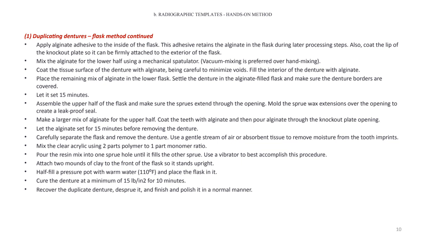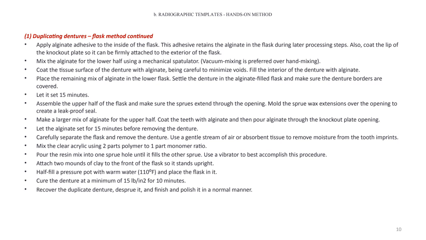We always have to let the first pour of alginate set, because if we apply alginate on alginate, they're going to bond together. So for the lower part of the flask, let the alginate completely set. Sometimes it's indicated to put a thin coat of Vaseline and then continue with the upper part of the flask.